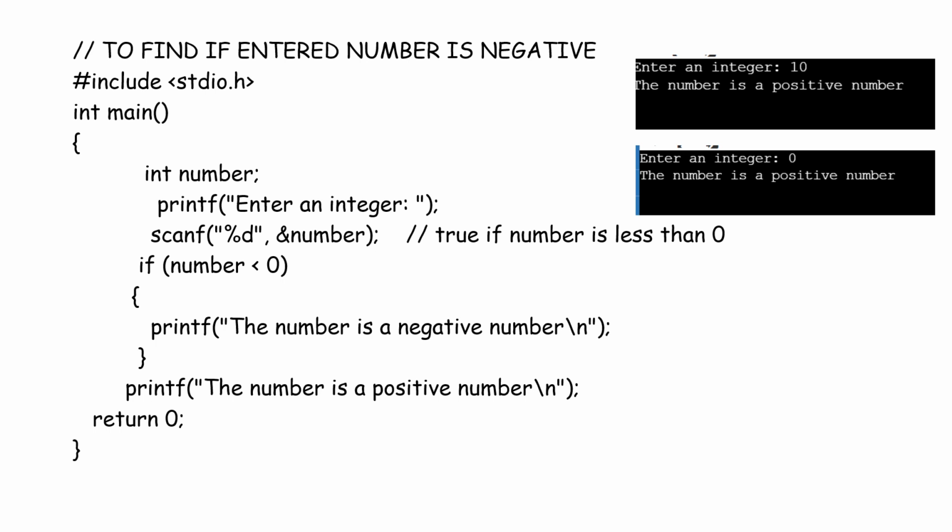Again, check one more output, the number is 0. Again the condition becomes false. I print the number is positive. So if at all you have to print that this number is a negative number, then the number should be less than 0.